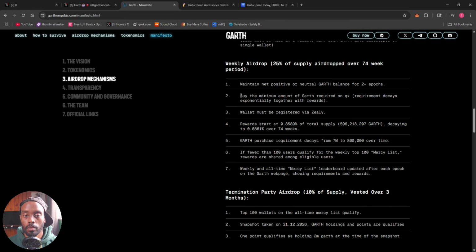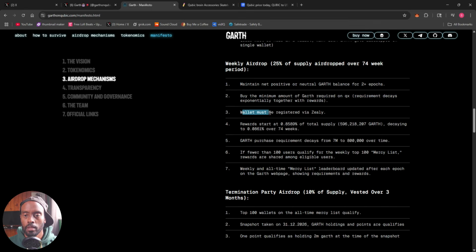Let's see. All right, number 2, buy the minimum amount of Garth required on QX, which is the DEX for Qubic. Requirement decays exponentially together with rewards. Okay, so meaning the amount you have to buy to get rewards, I think, decreases, something like that. We'll see.